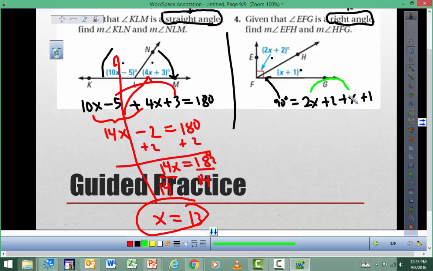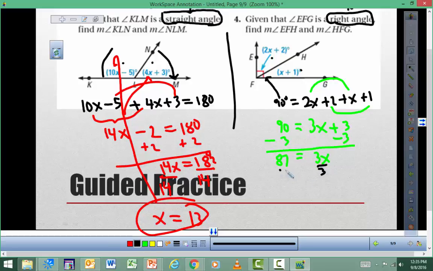We can combine those two x's, right? 2x plus 1x gives me 3x. 2 plus 1 gives me a 3. And of course that's equal to 90. Now we'll subtract 3, subtract 3. Is this stuff too hard for anybody? Yeah, it is? 87, right? And then what do we want to do? We want to divide this side by 3 and divide this side by 3. We get x is equal to 29. It's hard?